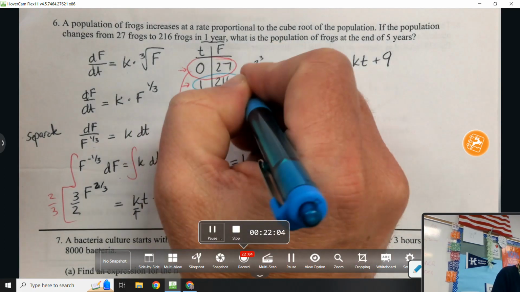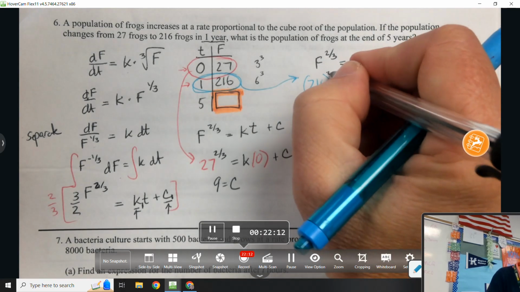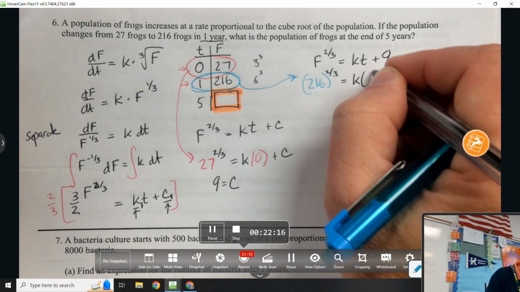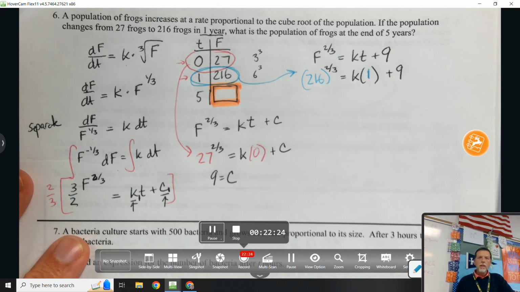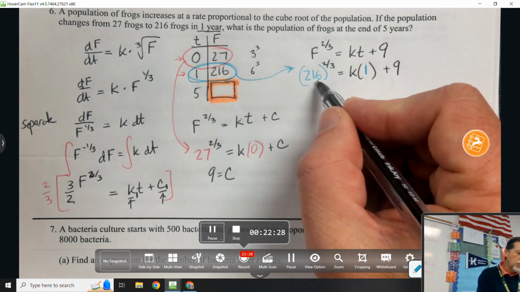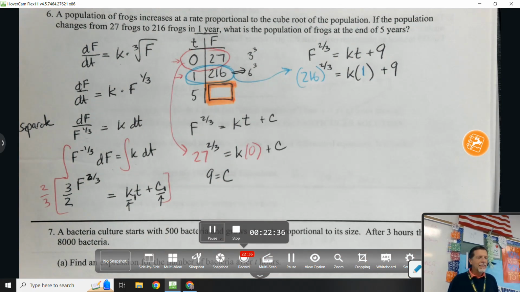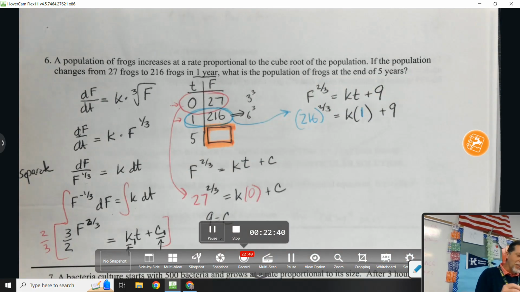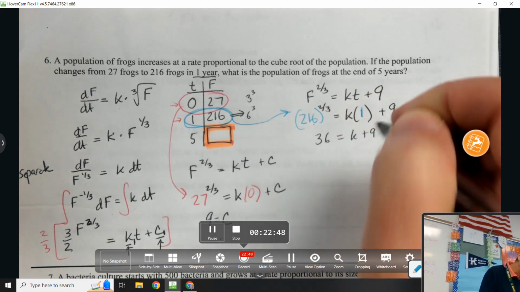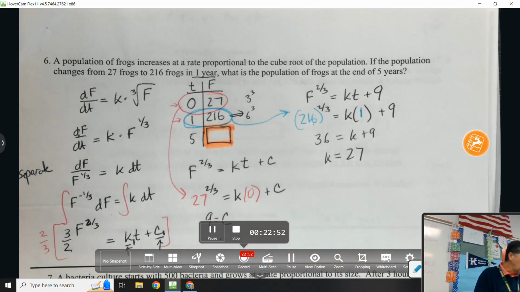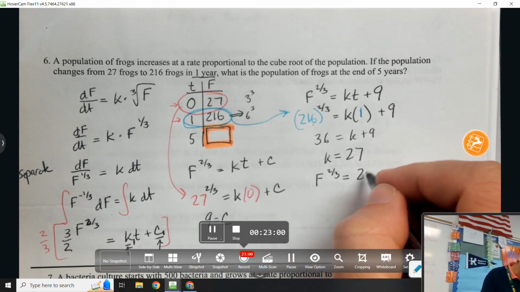And now let's use the other piece of information. So 216 in for f. One in for t. Let's see, cube root of 216. Well, this is where it helps if you recognize some of your perfect squares and perfect cubes. You may not recognize that 216 is 6 cubed. So the cube root of 216 is 6, squared is 36. So k is 27. So I'm going to rewrite my equation, but now I know what k is. 27t plus 9.